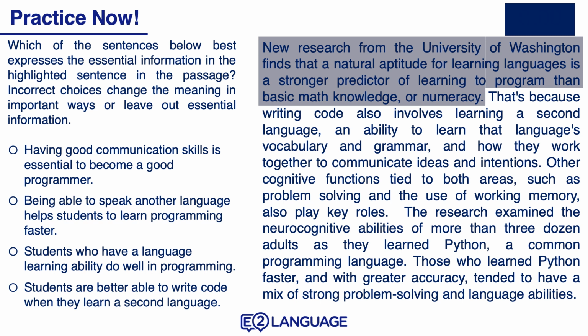Let's eliminate some incorrect ones. Having good communication skills is essential to become a good programmer. It's not quite right. Being able to speak another language helps students to learn programming faster. Yeah, it didn't say that. What about D? Students are better able to write code when they learn a second language. It didn't quite say that. Let's look at C. Students who have a language learning ability, an aptitude, do well in programming. Cool, that one looks good to me. So that there is the answer.